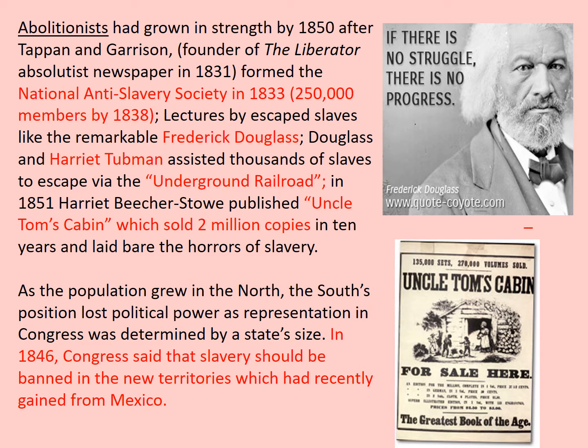So if we draw a line in the middle here, and if we go upwards, that's a gain towards those who are opposed to slavery. At the moment, we've got a slight gain because we're saying that slavery is being banned in anything gained from Mexico.